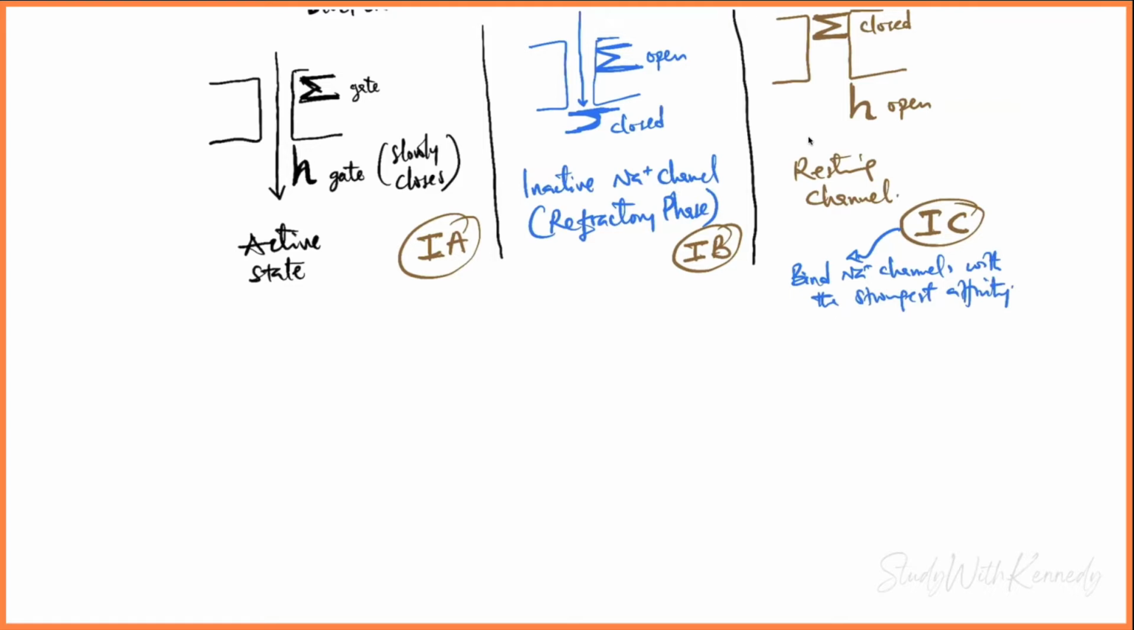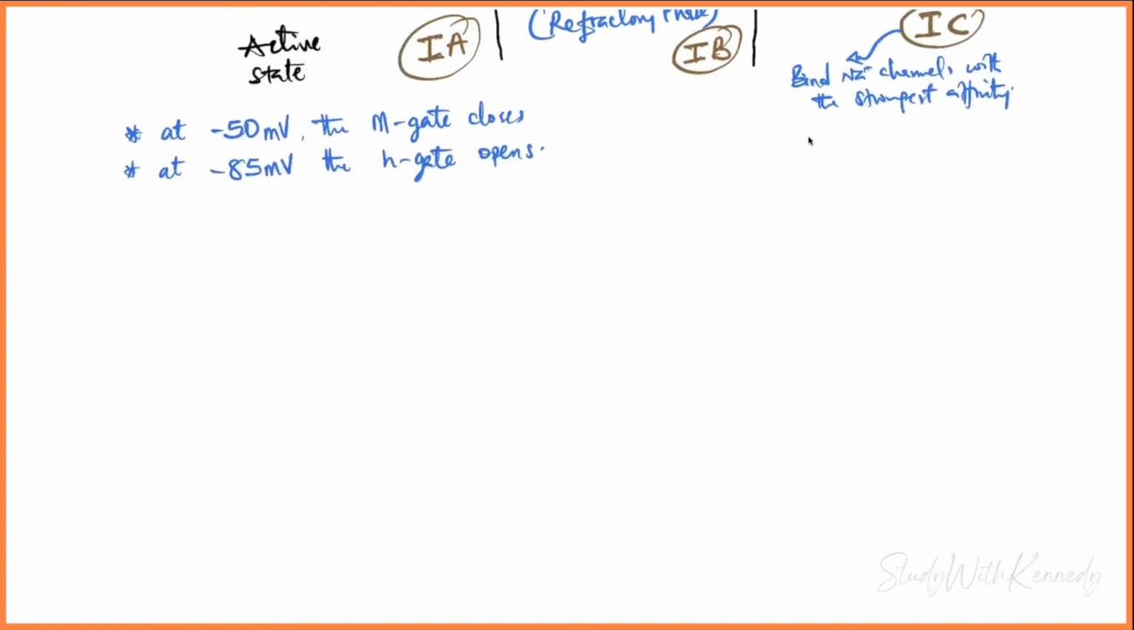You also want to remember that at about minus 50 millivolts, I think it's the M gate, the M gate closes. While at about minus 85 millivolts, that's close to resting membrane potential, the H gate opens. Nothing too important there, just hear it and try to remember it, and that will be great.